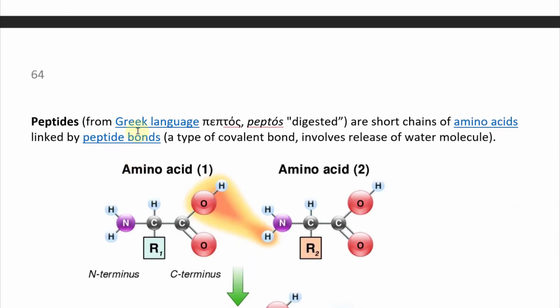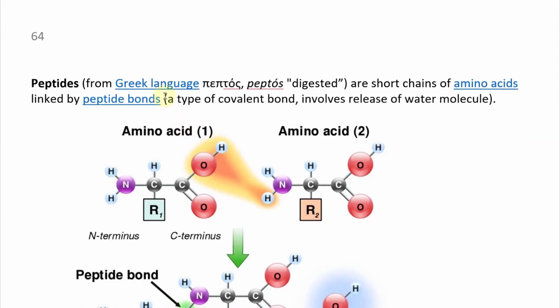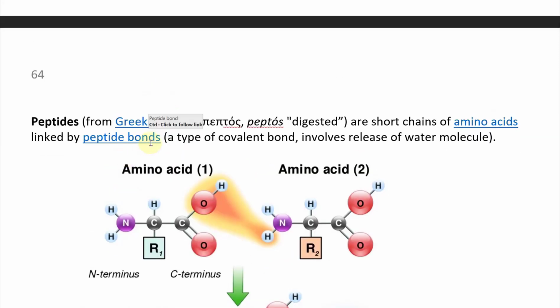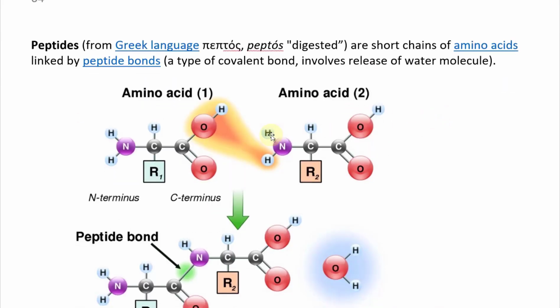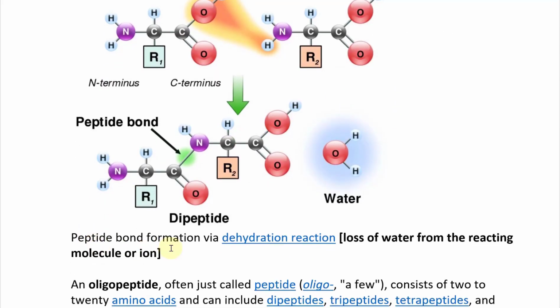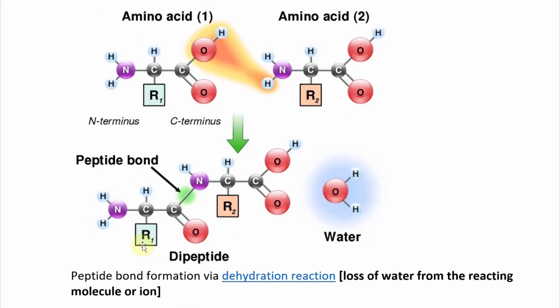So peptides. The word comes from the Greek peptos, meaning digested. Peptides are short chains of amino acids linked by peptide bonds, which is a type of covalent bond that involves the release of a water molecule. So it's a covalent bond and releases water. Here's amino acid 1 and amino acid 2. This is peptide bond formation via a dehydration reaction, in other words, a loss of water from a reacting molecule or ion.